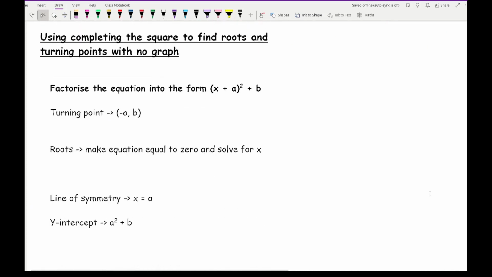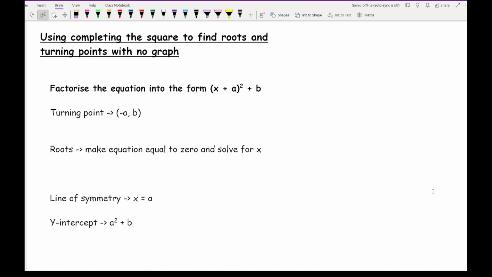So let's have a look at using completing the square to find the roots and the turning points when you've got no graph. Now, when you've got a graph, it's dead easy to find the turning point and the roots, and it'll only be worth 1 mark because all you're doing is just picking information from a graph. But if you haven't been given a graph, then the marks for finding the turning point or the root is going to be considerably more.